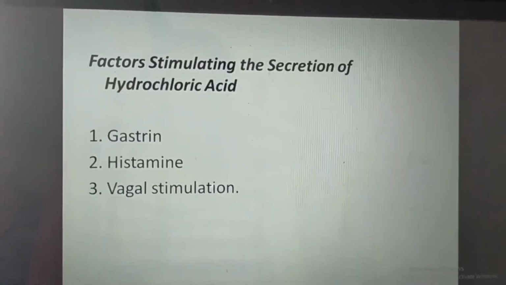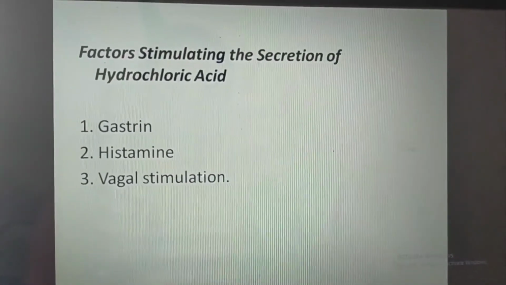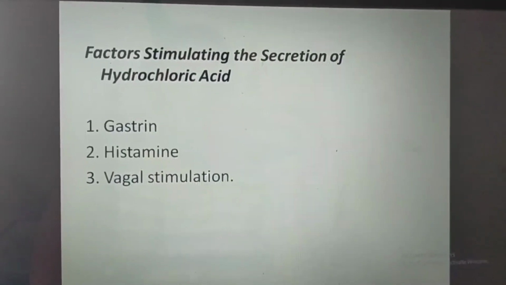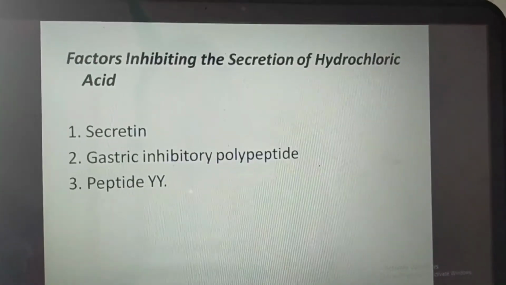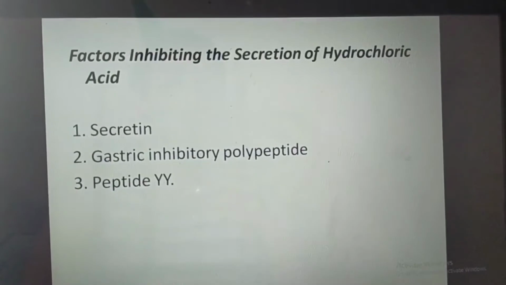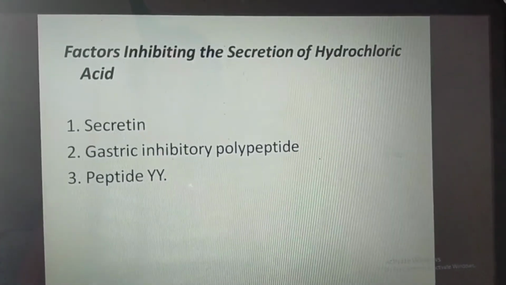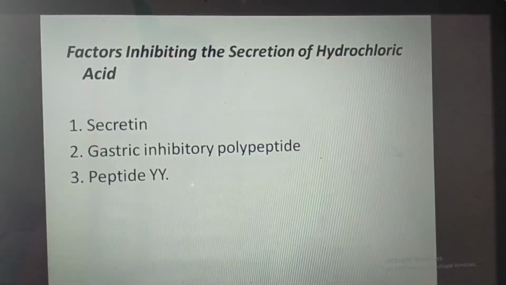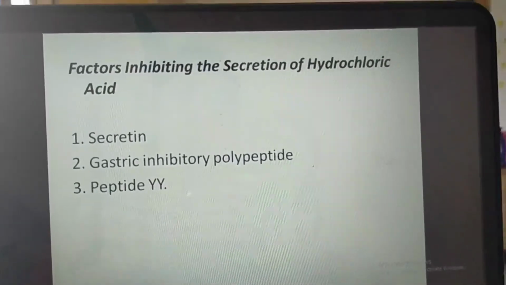Factors stimulating the secretion of hydrochloric acid: gastrin, histamine, and vagal stimulation. Factors inhibiting the secretion of hydrochloric acid: secretin, gastric inhibitory polypeptide, and peptide YY.